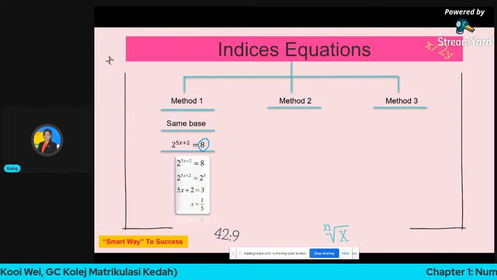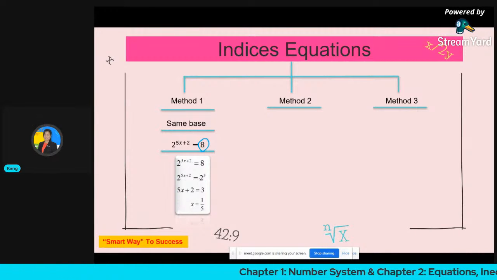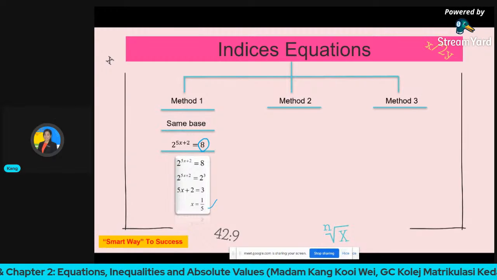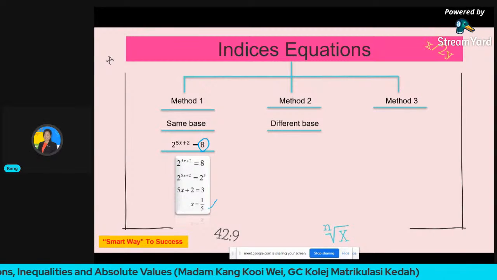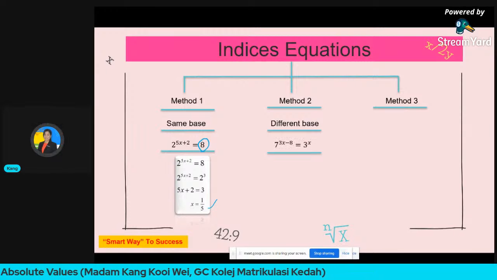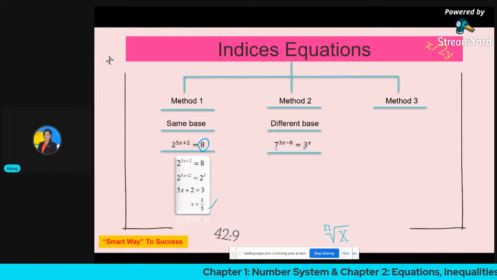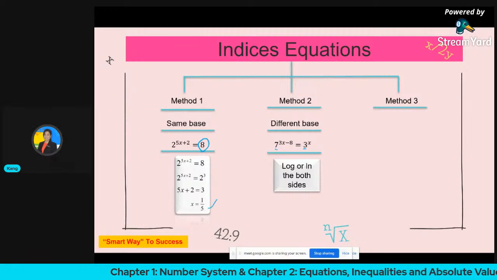So the method of solving is very easy. We just change the 8 to become base 2. We have the same base. How to solve it? Since they are the same base, we just equate the powers, then we get the x. Okay, this is the first method. For the second method, when we have different bases, what is a different base? When you have different values for the base that you cannot simplify anymore. Okay, so what is the method of solving? We need to log along both sides. We need to log along both sides.